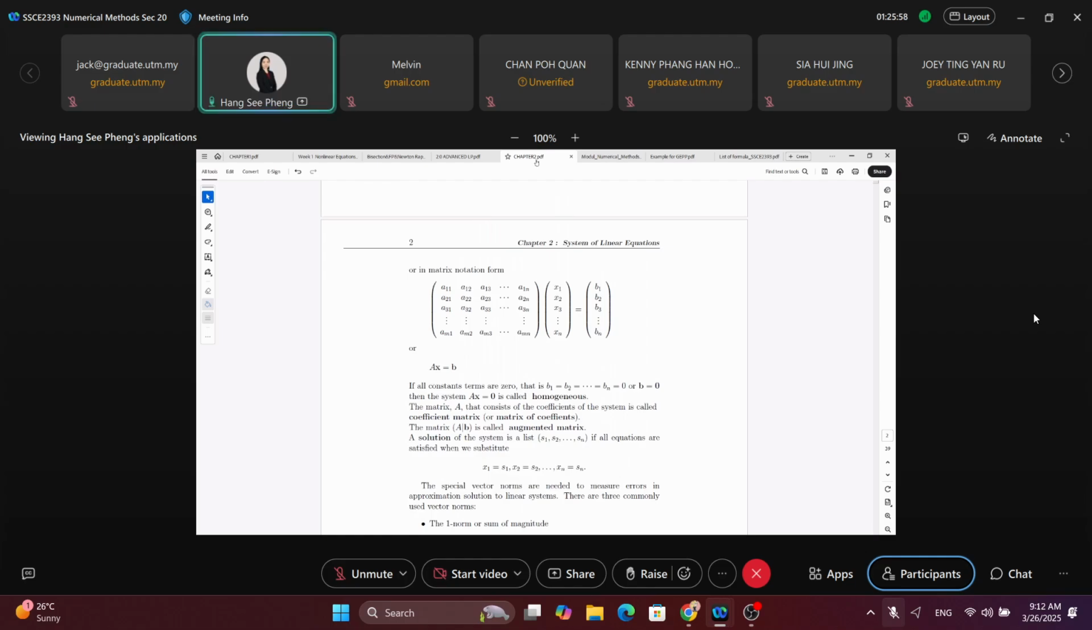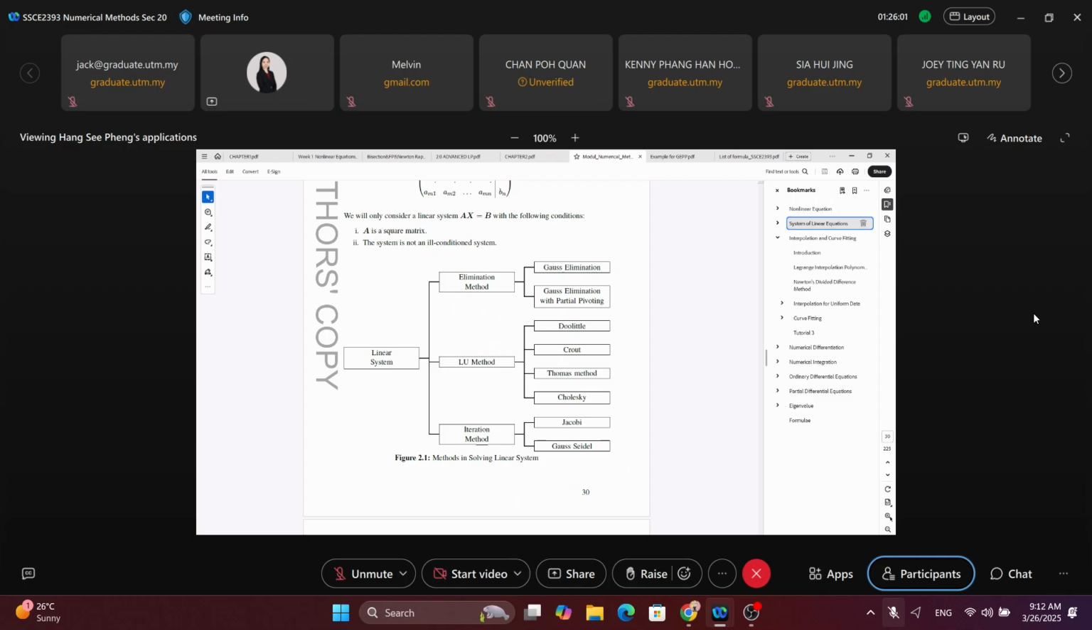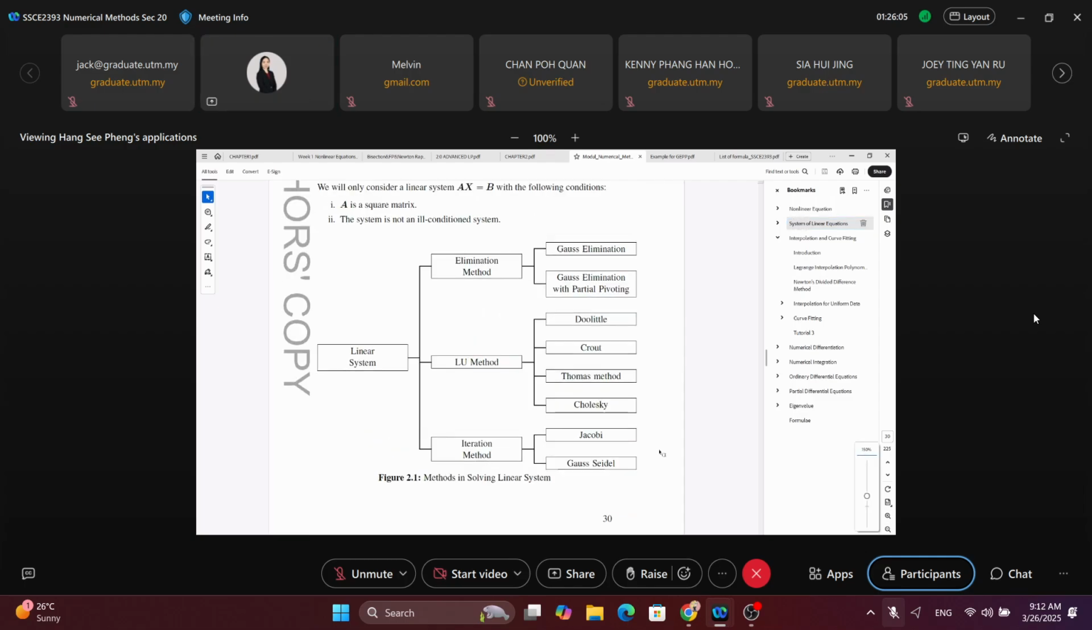Yeah. So now you see how many types. If you look at this figure, we basically want to show you overall what will be covered in our chapter 2. Chapter 2 we talk about the linear system, 3 times 3, 4 times 4 linear system. And then we have 3 types of numerical methods. First one is the elimination method, followed by the LU method, followed by the iterative method. Under the elimination method, we have 2 of them, Gauss elimination and Gauss elimination with partial pivoting, that we will cover today.